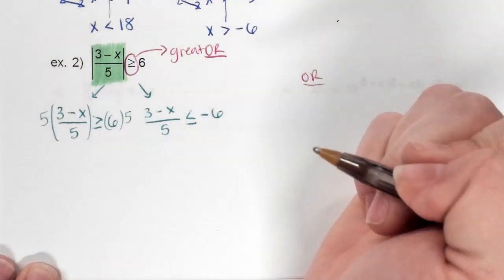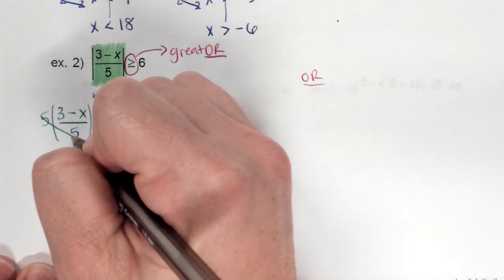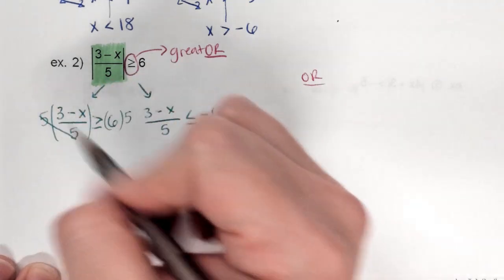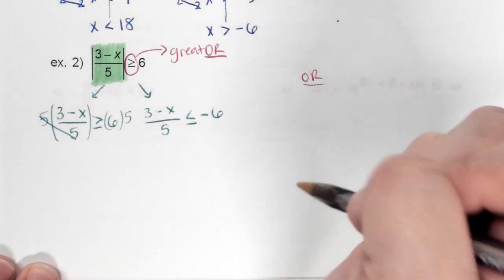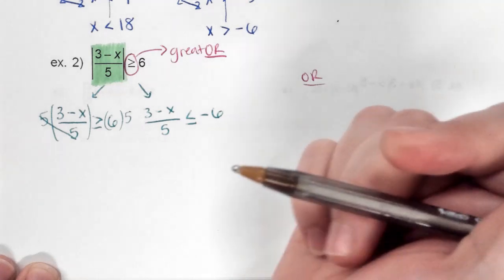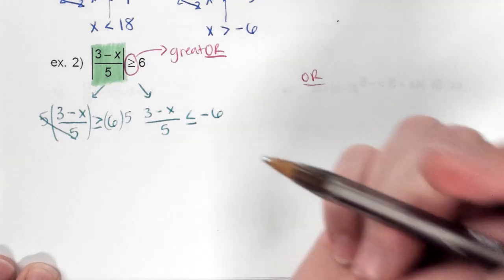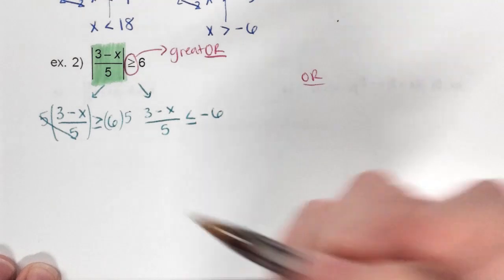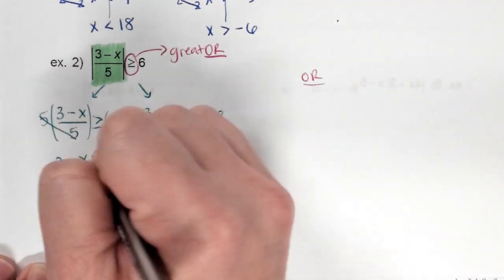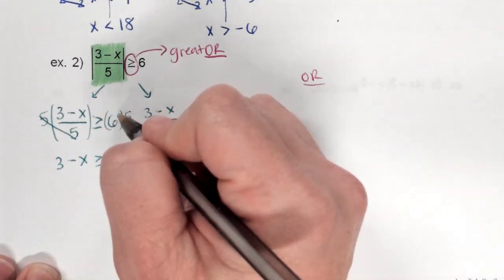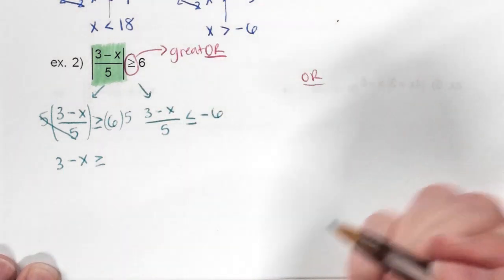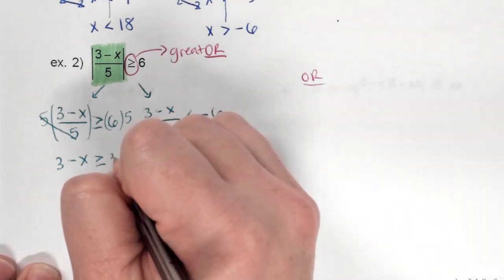On this side, the biggest mistake I saw is people would cancel, but they would still distribute. If you cancel and distribute, you technically multiplied it by 5 twice, which is multiplying by 25. Is that what I'm trying to do here? No. Once you cancel it, do not multiply. So we just have 3 minus x is greater than or equal to. Now this side, nothing cancels, so I do actually have to multiply it. What's 6 times 5? 30.